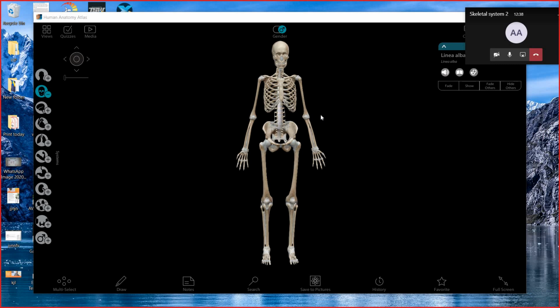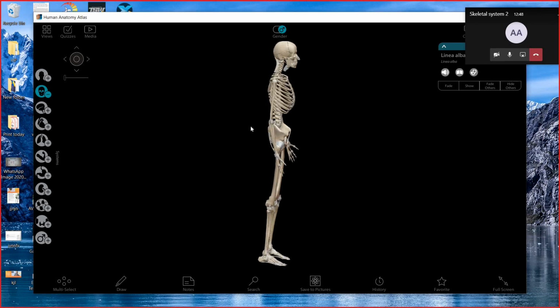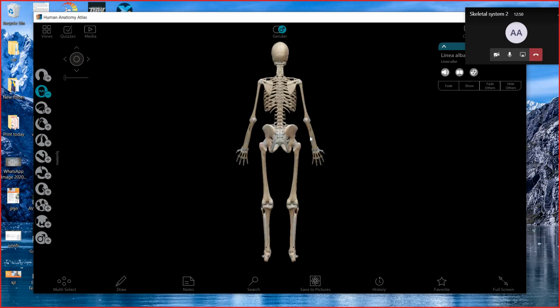Okay, so first of all, our skeletal system is divided into two main parts, which is the axial skeleton and the appendicular skeleton. It is the same as the nervous system. Sir, can you say it again, please? Okay, axial skeleton and appendicular skeleton. Oh yes, appendicular skeleton.